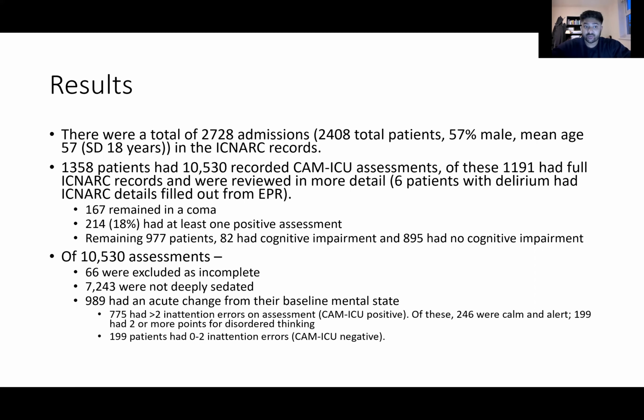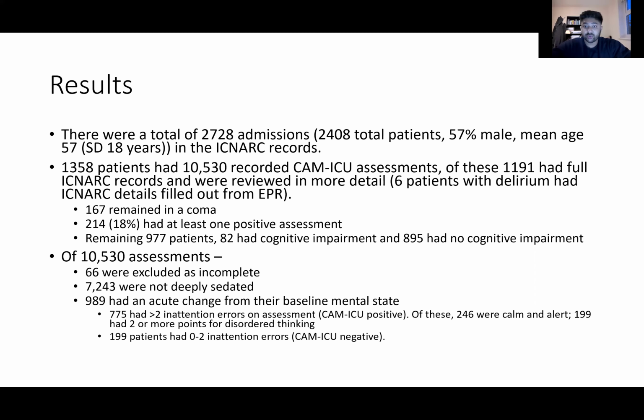So out of all the 1,300 patients, there were 1,191 who had full ICNARC records. Again, that could be because the patient data wasn't collected during the periods of August 2018 to August 2019. Therefore, they might have missed the ICNARC database when they were being exported.